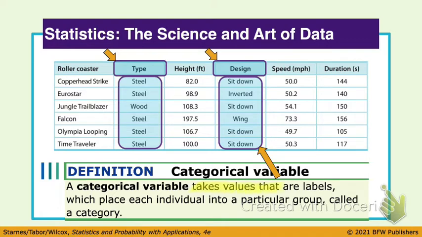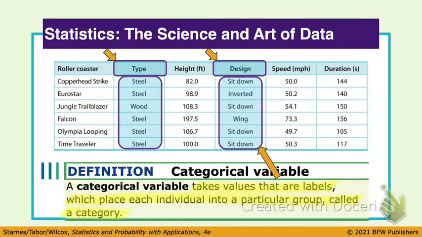A categorical variable takes values that are labels, which place each individual into a particular group called a category. These are usually easily identifiable because they are words, right? The type of roller coaster is a categorical variable because it is a word. We're going to either call it a steel or a wooden coaster. The design is categorical. We're going to either call it a sit down, an inverted, or a wing coaster. Apparently that's where you fly, I guess, who knows. So categorical variables are the variables that put individuals into categories.